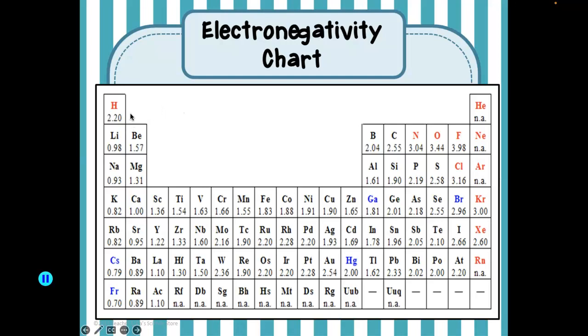And so there are some patterns to this chart. As we go from higher up in a group and lower down through the group, you're going to notice that the electronegativity decreases as we go down, and it increases as we go from left to right. You're going to see there are some elements that say NA. It just means that they do not have electronegativity. These elements are all noble gases. Noble gases have a full valence shell, and they are not very likely to be bonding because they don't need electrons to fill their valence shell.